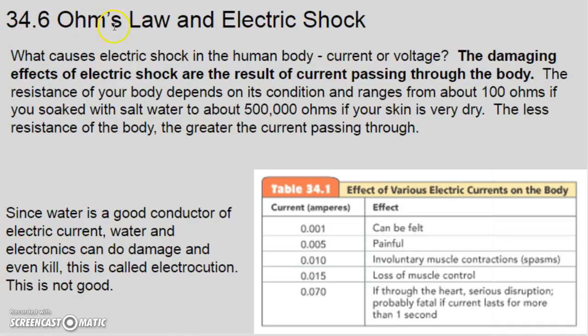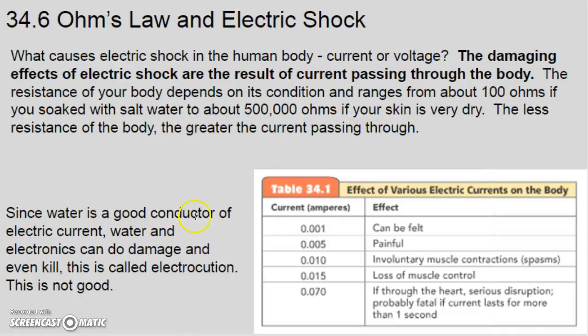So 34.6 talks about Ohm's Law and electric shock. What causes electric shock in the human body? Current or voltage? Well, the damaging effects of electric shock are the result of current passing through the body. The resistance of your body depends on the condition and ranges from about 100 ohms if you're soaked with salt water to about 50,000 ohms if your skin is very dry. The less resistance of the body, the greater the current passing through.